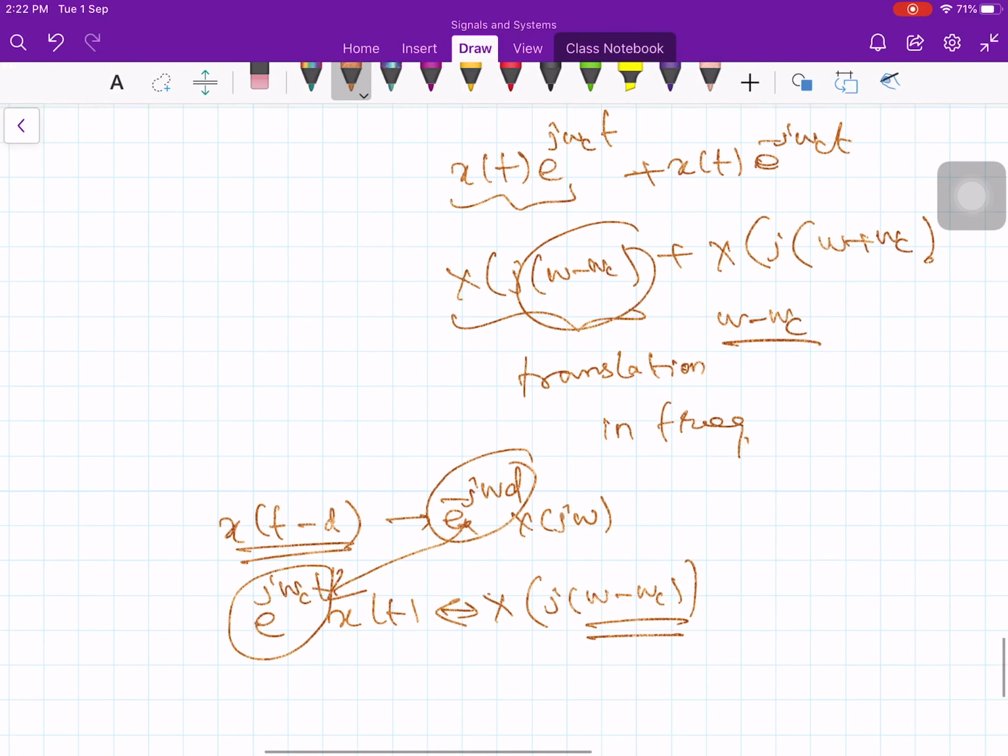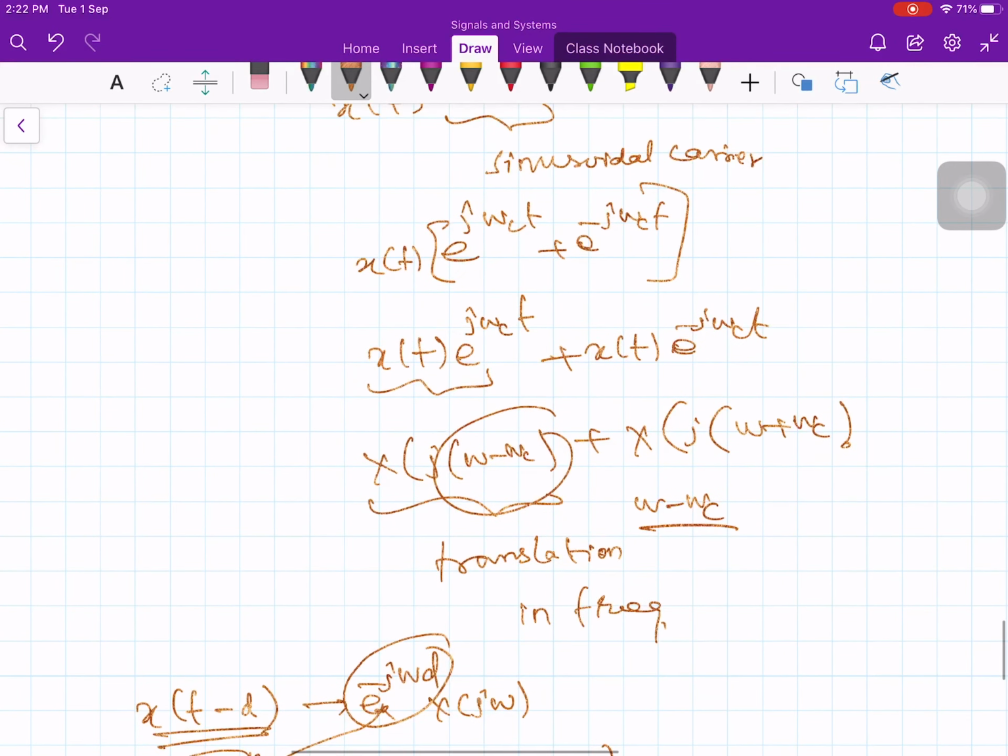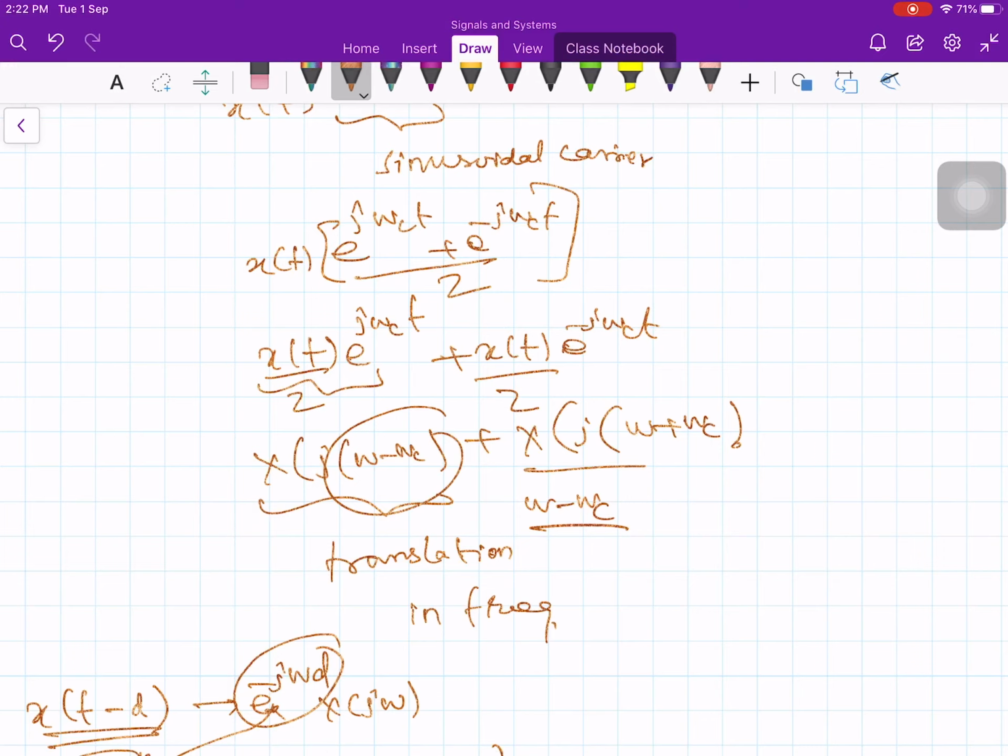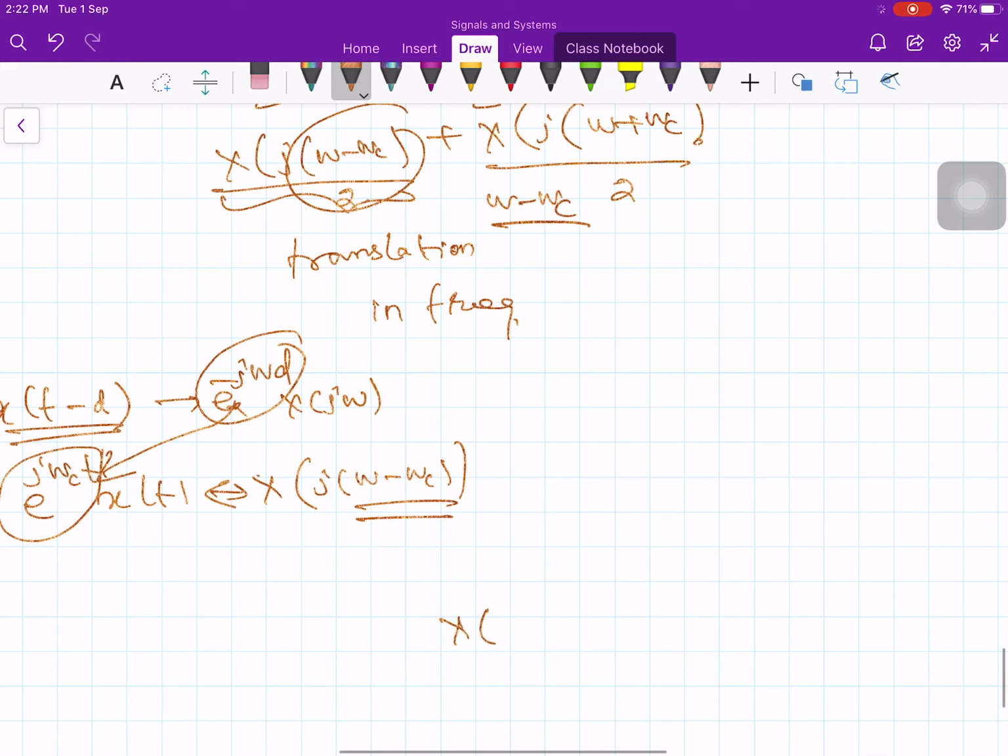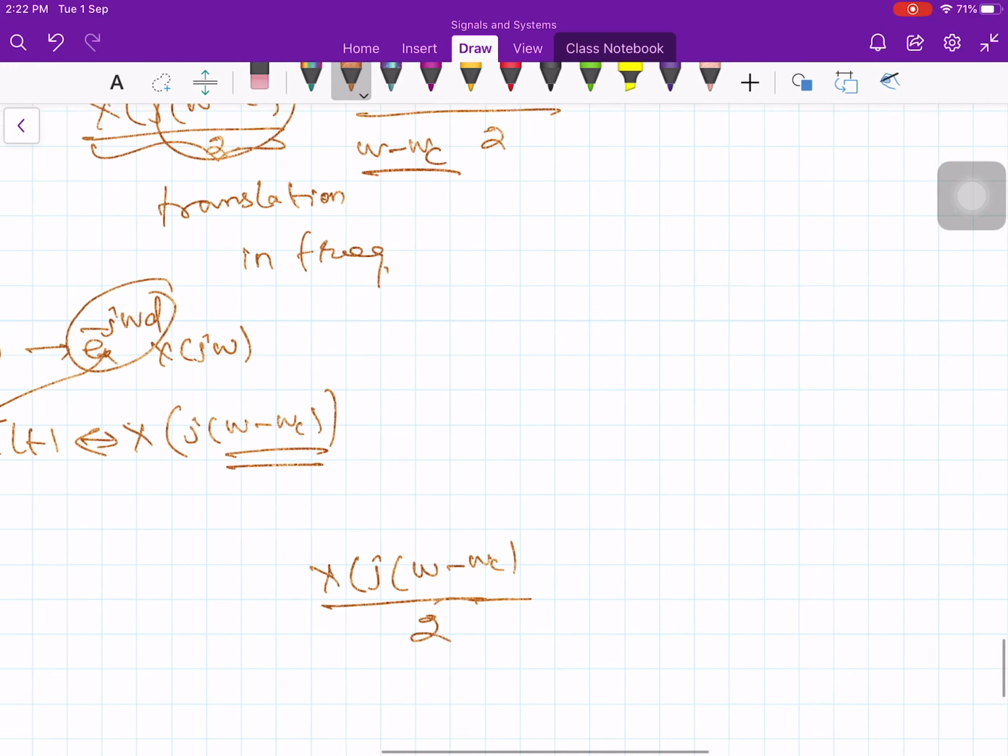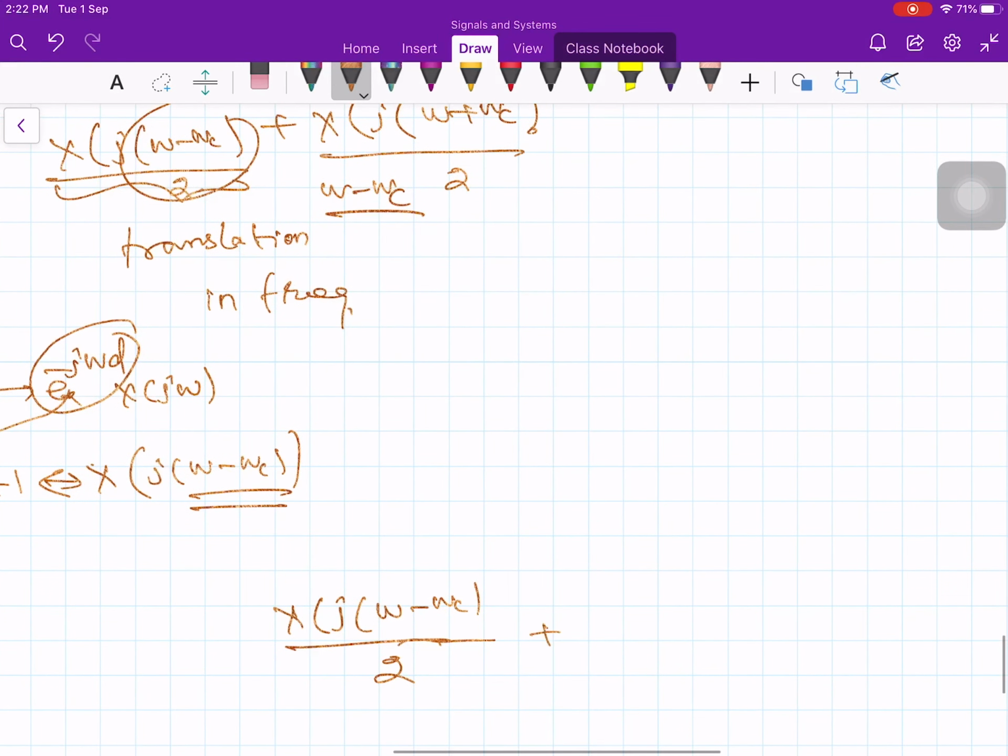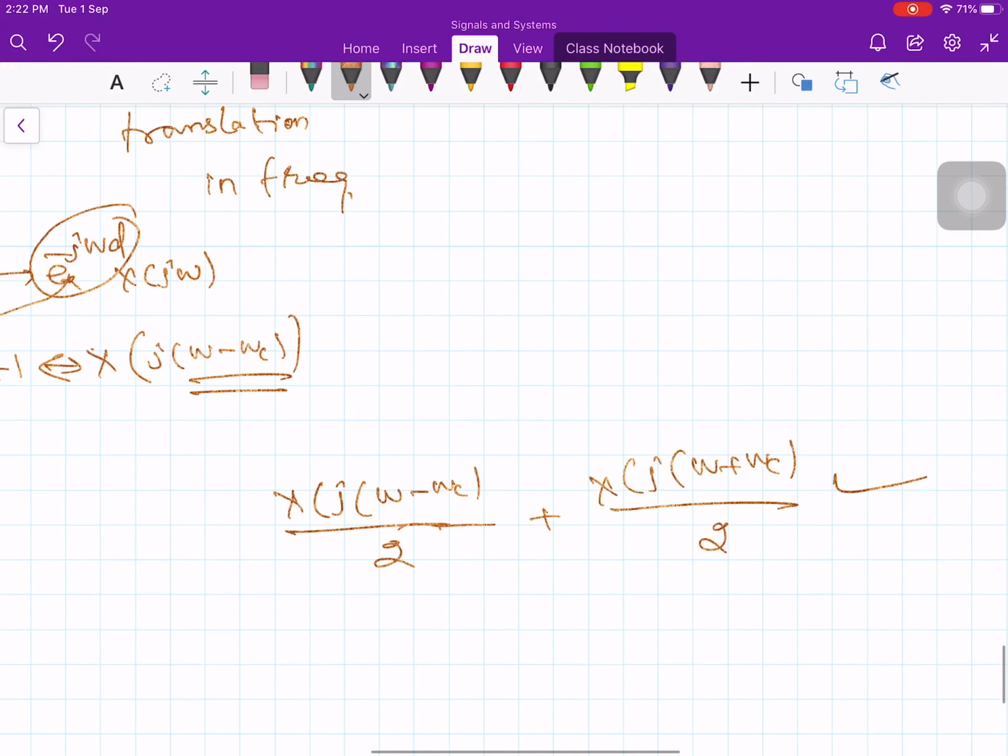Okay. Now this is divided by 2, I forgot here. So this is also by 2 and here also by 2. Let me write down here x of j times omega minus omega c by 2, plus x of j times omega plus omega c by 2. What does it mean? What is the meaning of these two equations?